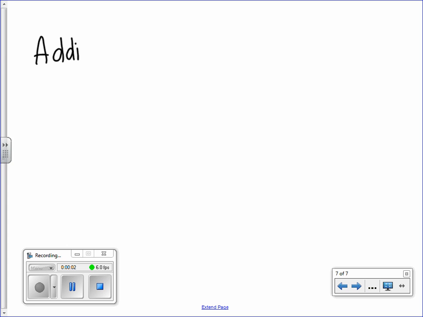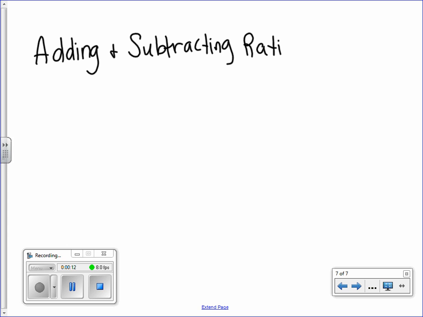So we graphed rational expressions. Now we're going to start adding and subtracting rational expressions. Adding and subtracting rational expressions. All right, so this is going to combine two of your most favorite things ever, factoring and fractions.